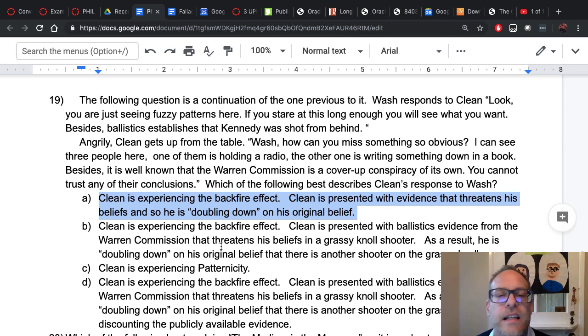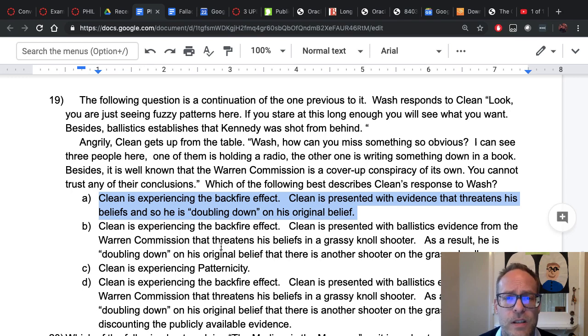B, Clean is experiencing the backfire effect. Clean is presented with ballistics evidence from the Warren Commission that threatens his beliefs in a grassy knoll shooter. As a result, he's doubling down on his original belief that there is another shooter on the grassy knoll. Okay, A and B are both good. B's a little better, though. It has a little more information.